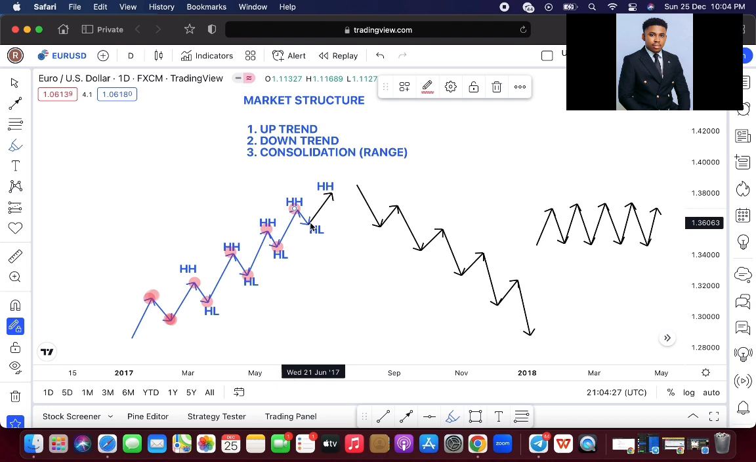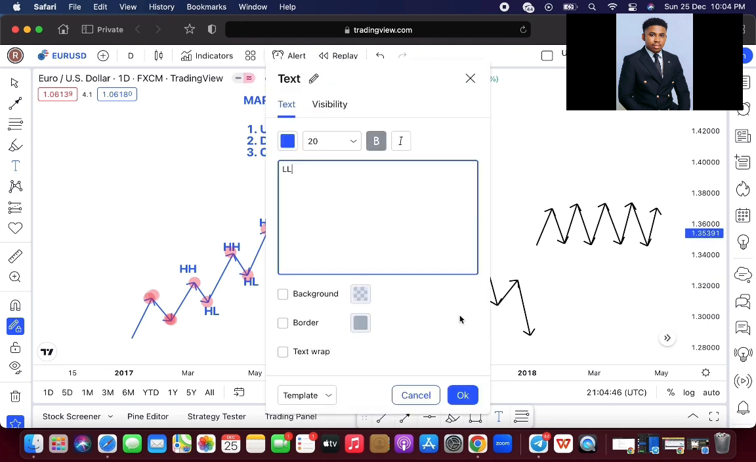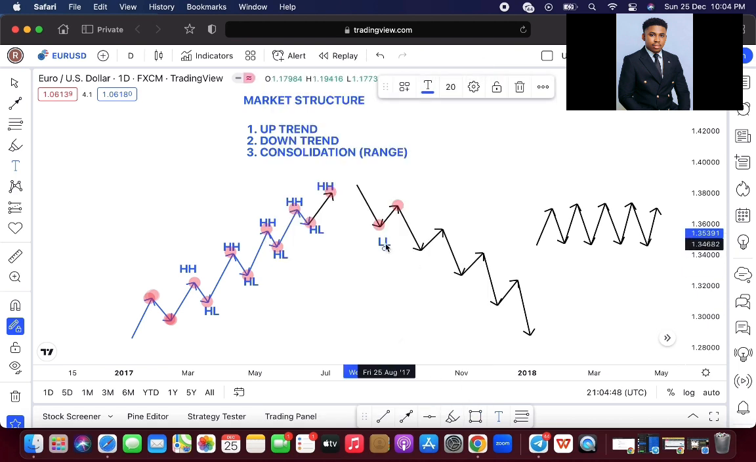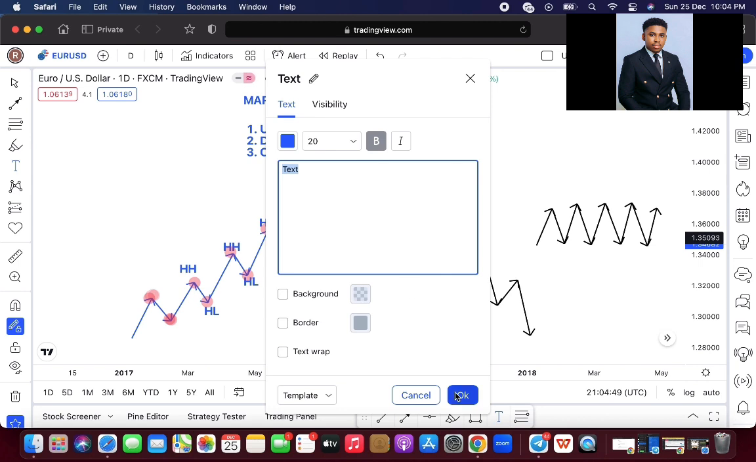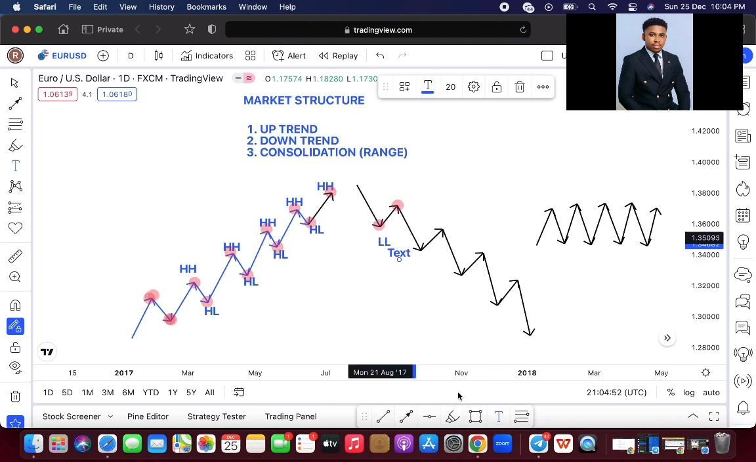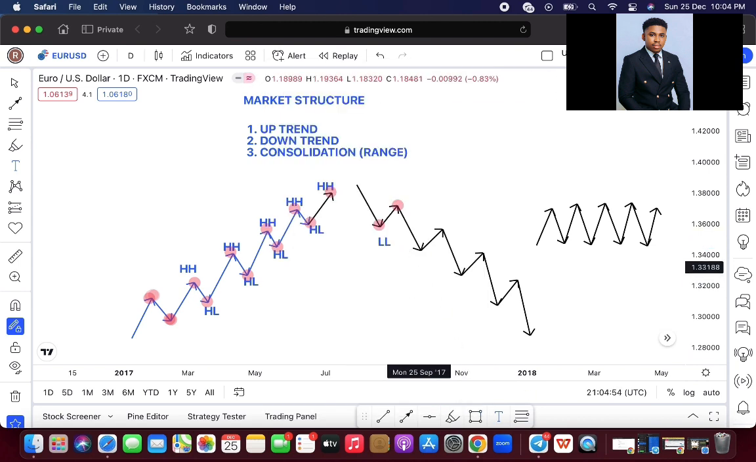Okay, so now the opposite is the case in a downtrend. You can see that the market created a low, the first low, and then created a high, and the low after that is lower than the previous low, so it's a lower low. So we're going to use LL to denote that. So you can see that this is a lower low, so LL. So we have a lower low here. Let's just make that go away.